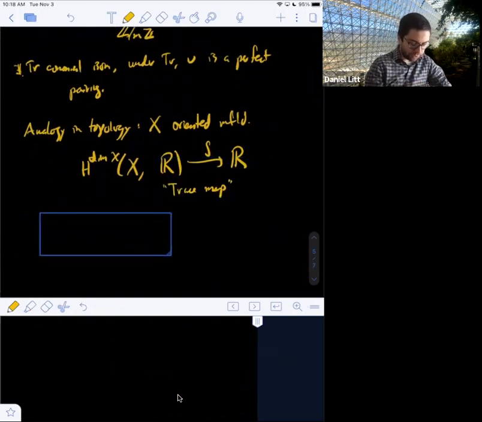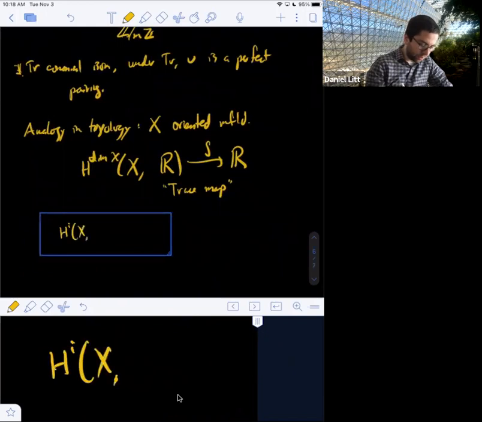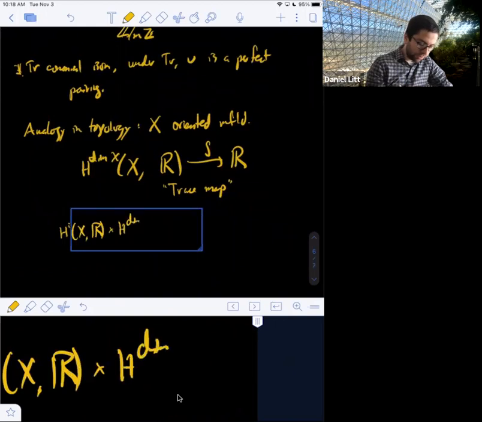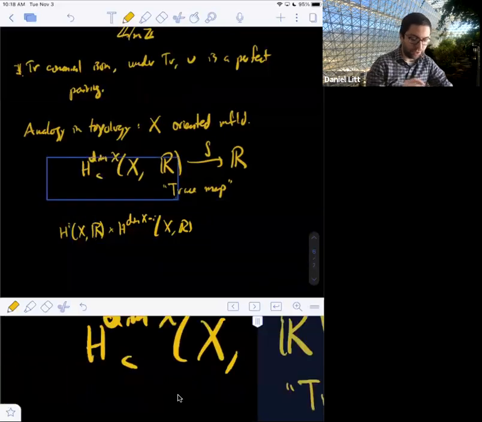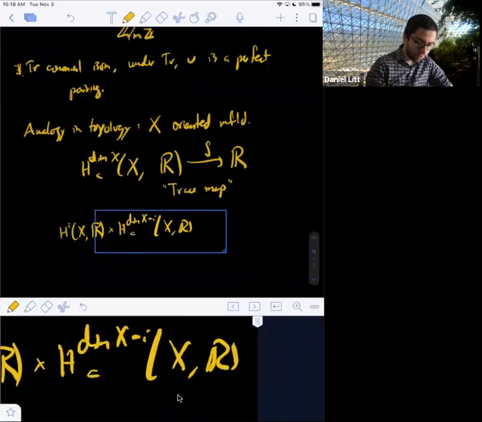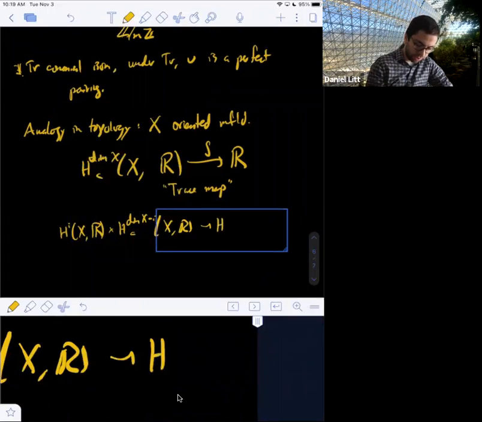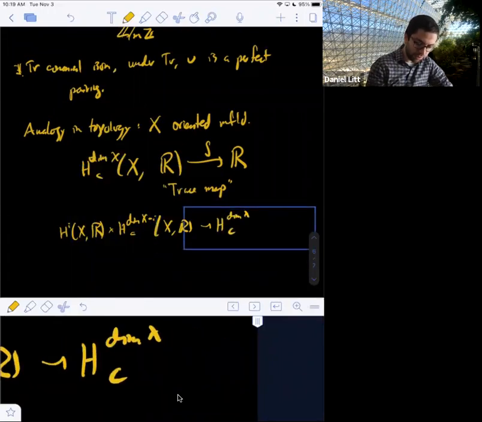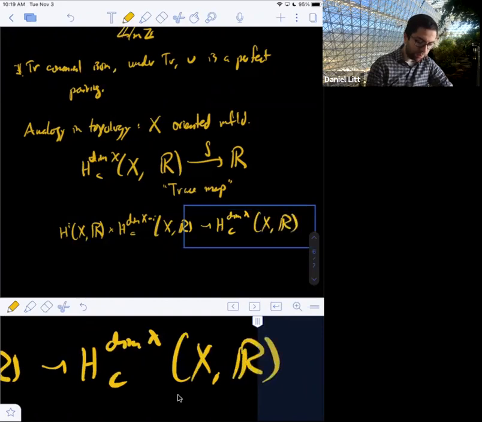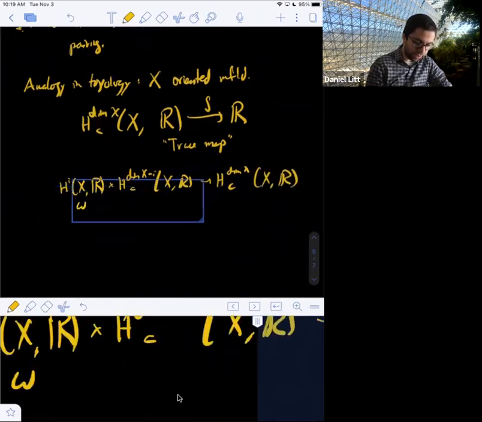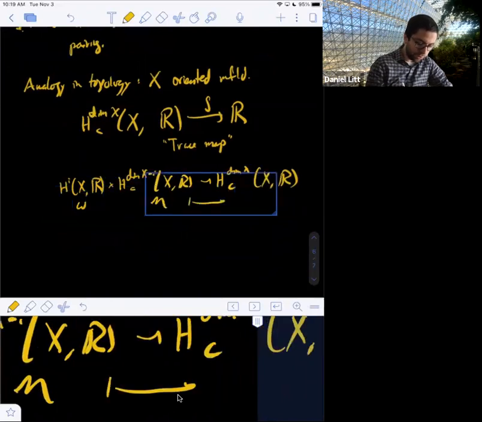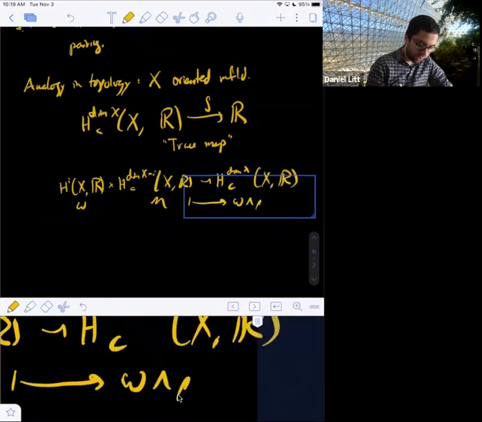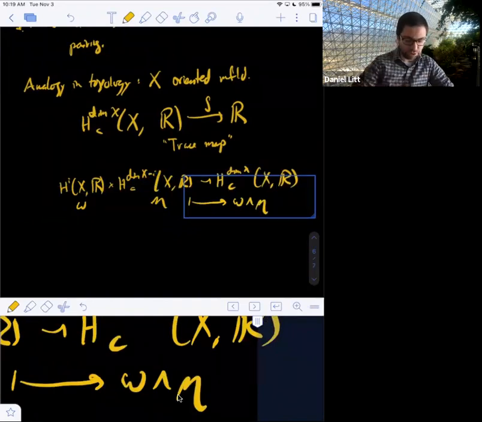And then what is the cup product? Given H^i(X, R) times H^(dim X minus i)(X, R), sorry, this should be compactly supported, since you can only integrate a compactly supported form, to H^(dim X) compactly supported of X, R. So what is this cup product? Given a form omega and a compactly supported eta, we just wedge them together, and that gives us a compactly supported top form. Okay, so this is the analogous situation in topology.